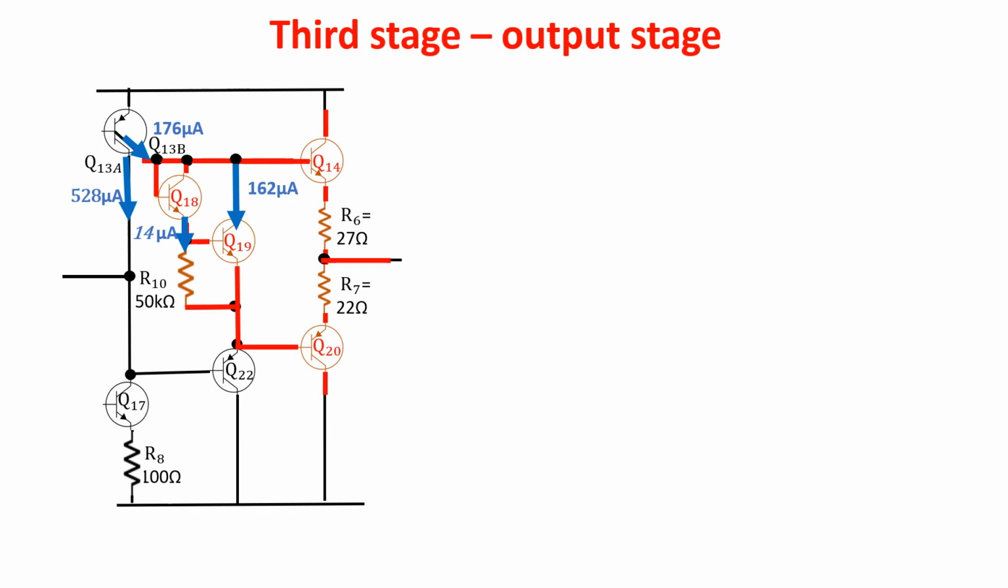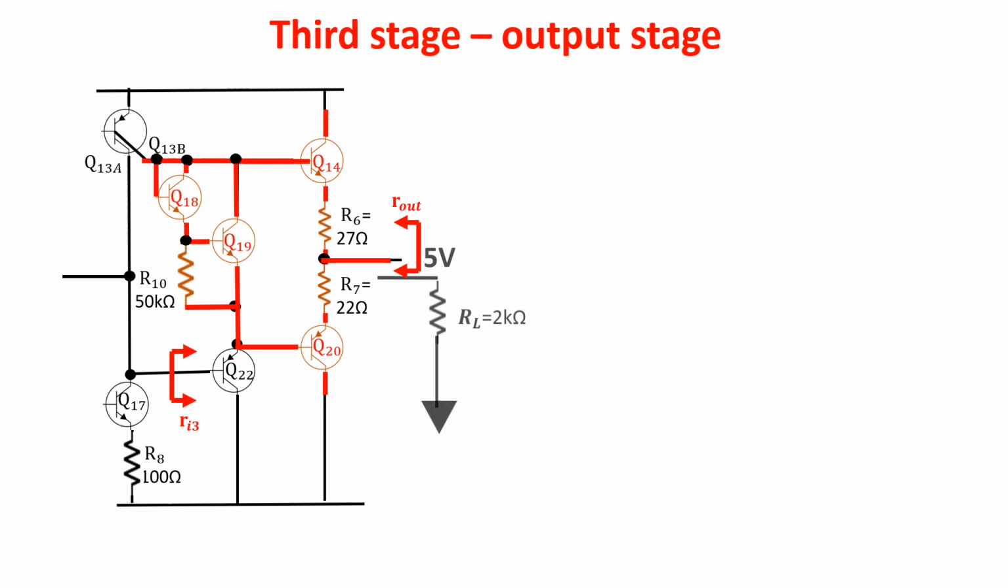Now we want to calculate the output resistance of the op-amp and the input resistance of the third stage, which is needed to calculate the second stage gain. In doing so, we consider our more usual condition, assuming to have a load of 2 kΩ and an output voltage of 5 volts. In this situation, Q20 is off and Q14 provides a current of 2.5 mA.